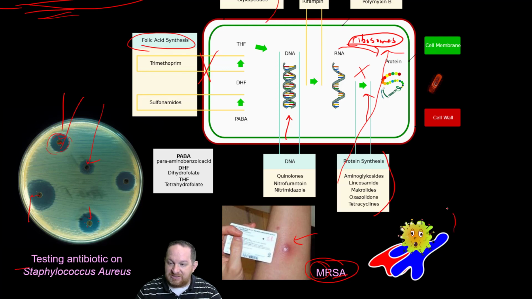So superbugs, are they going to be around? Probably. But hopefully science will continue to develop more and more antibiotics to win the ever-waged war between us and bacteria.